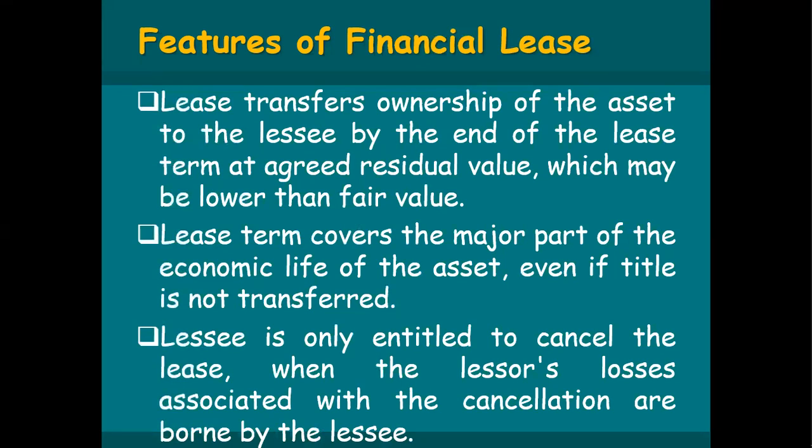Lease term covers the major part of the economic life of the asset, even if title is not transferred. Like in case of equipment, its economic life used to be 3 years, and on the other side, in case of machinery, its economic life is normally up to 5 years.